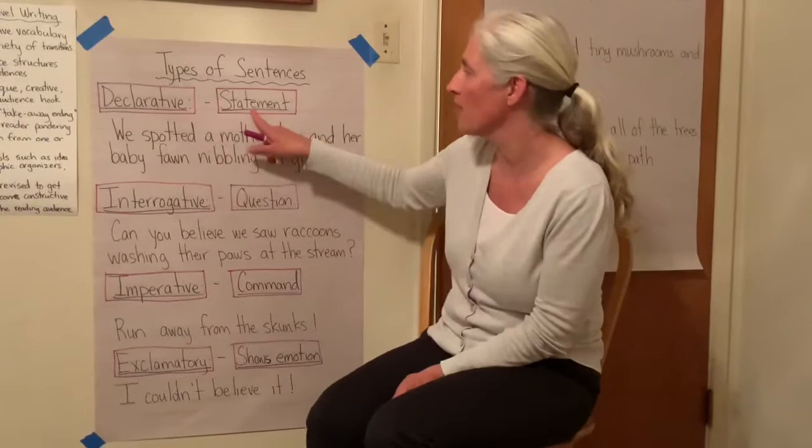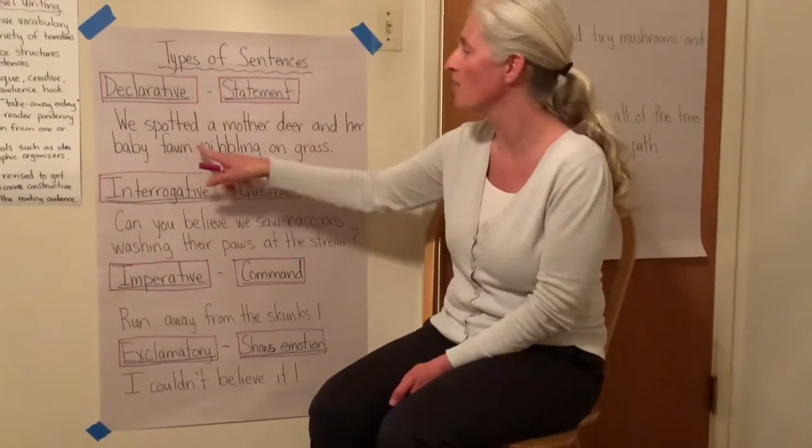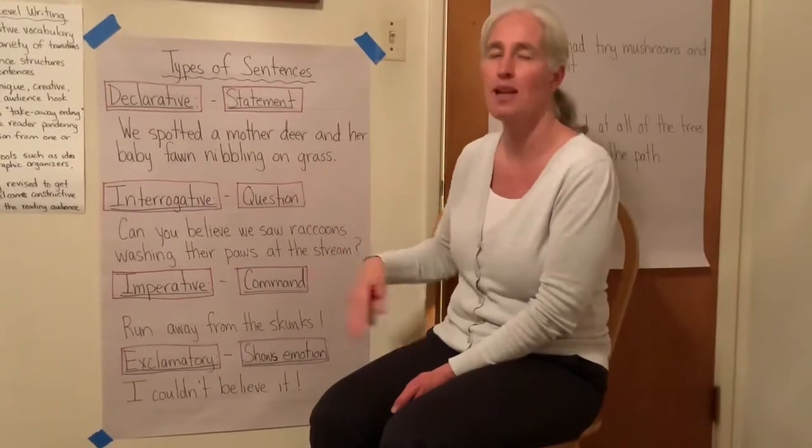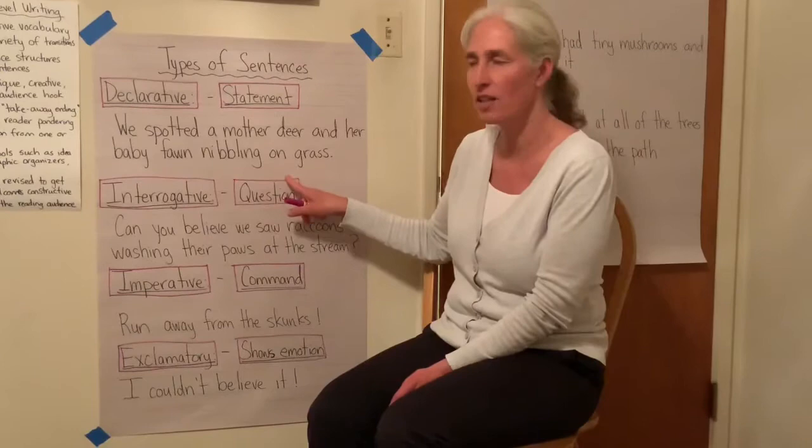So here's an example of a declarative statement. We spotted a mother deer and her baby fawn nibbling on grass. I'm just stating that we saw the mother deer and her fawn eating grass.